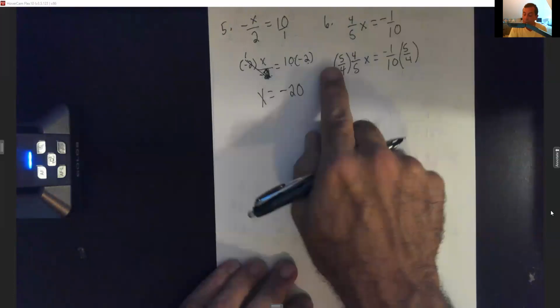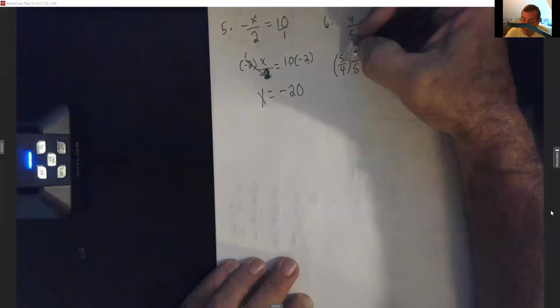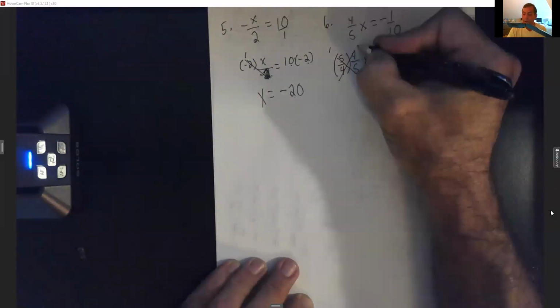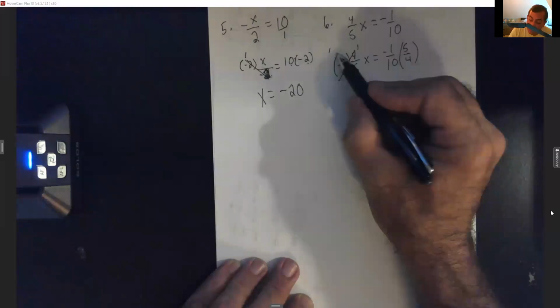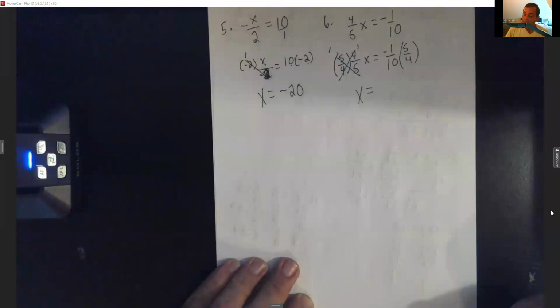5/4. What I do to one side, I do to the other. Now watch this. These 5's cancel, making a 1. The 4's cancel, making a 1. 1 times 1 times x is x. Now I'm going to say, watch this.